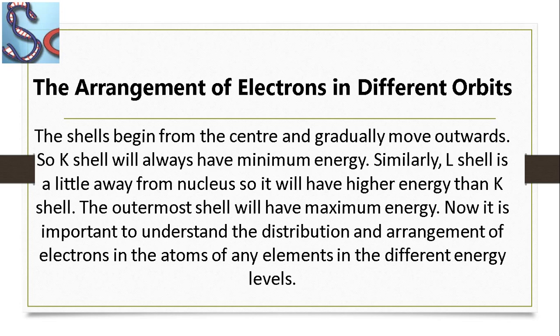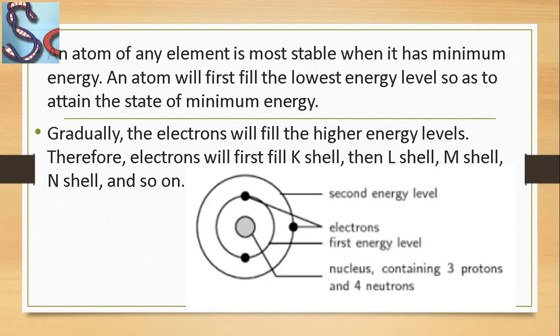Now, it is important to understand the distribution and arrangement of electrons in the atoms of any element in the different energy levels. Now, an atom of any element is most stable when it has minimum energy. An atom will first fill the lowest energy level so as to attain the state of minimum energy. It means in every type of atom, electrons are filling from the lowest energy level to the highest energy level.